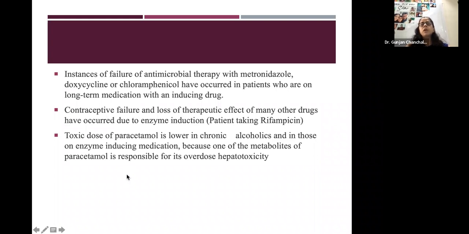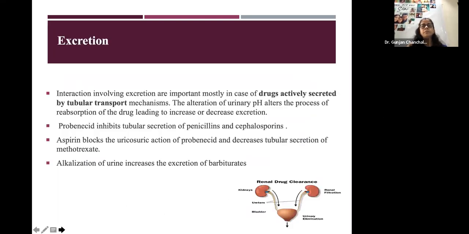Again, chronic alcoholics have enzyme inducers. So paracetamol, when you administer to these patients, is converted to a toxic metabolite. Okay, because they are enzyme inducers, they will rapidly convert this paracetamol to toxic metabolites. So that is why the toxic dose of paracetamol is lower in chronic alcoholics, as they will induce the metabolism of paracetamol to its toxic metabolite.